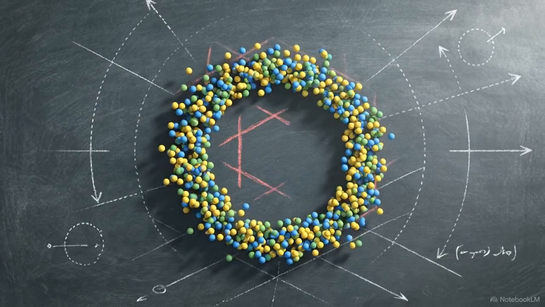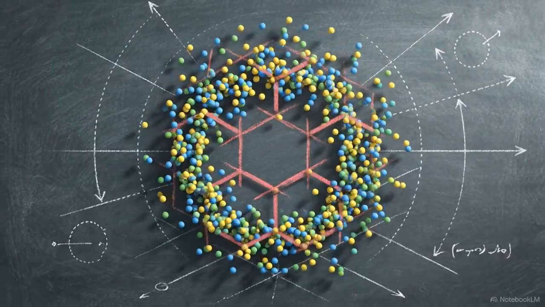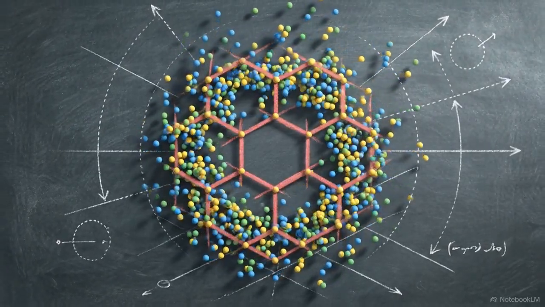Next, we'll look at the opposite problem, how guaranteed patterns naturally emerge within total chaos with Ramsey's theorem.